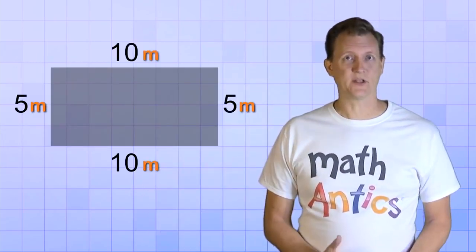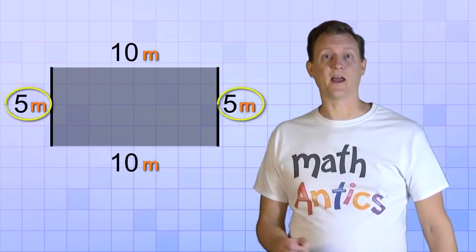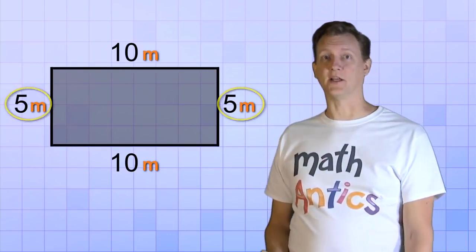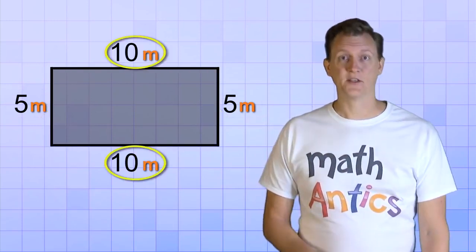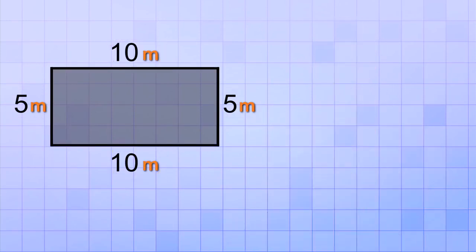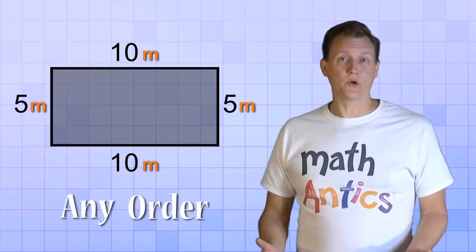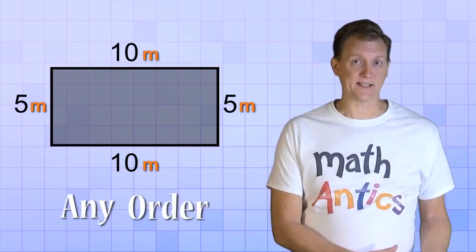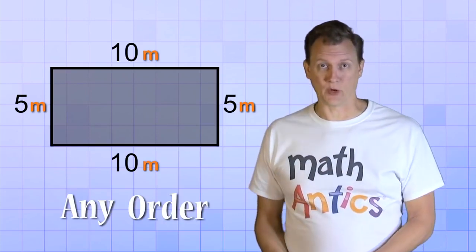Okay, that was easy. Let's try another one. This time our polygon is a rectangle, and you can see that the shorter sides are each 5 meters long, and the longer sides are each 10 meters long. So let's add them all up. We can add up the sides in any order we want to, as long as we don't forget any sides or accidentally count any of them twice.